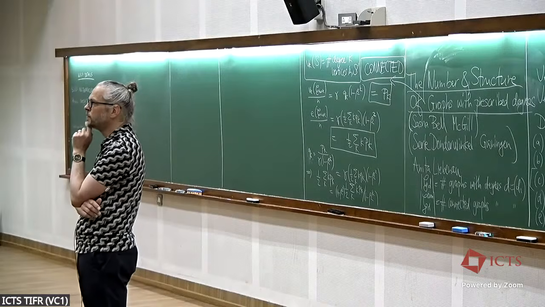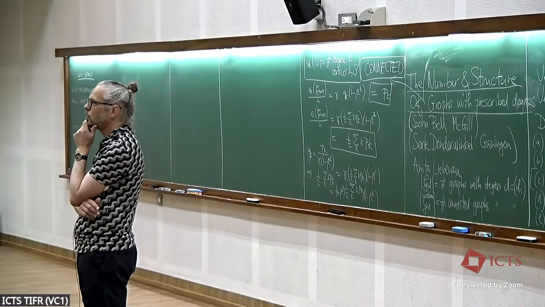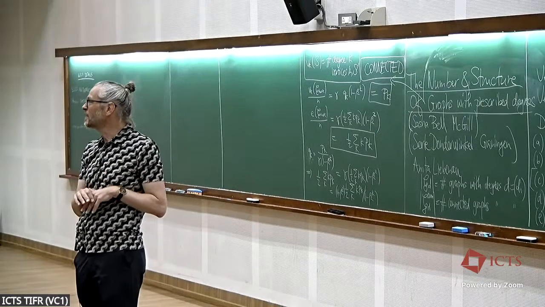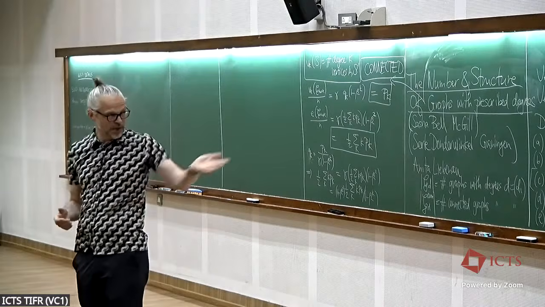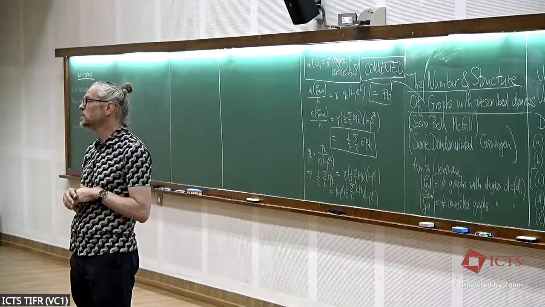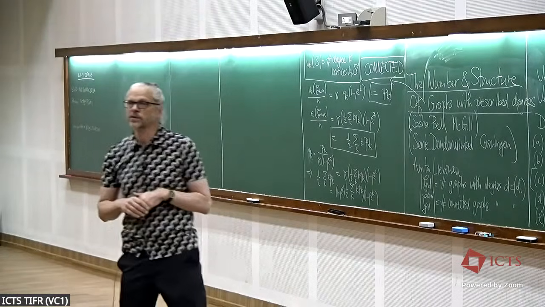Smaller than one. So that's not the interesting regime. The interesting regime is this large deviation case, where that's what this shows. The probability that the configuration model is connected is actually exponentially small. That's exactly what this shows.